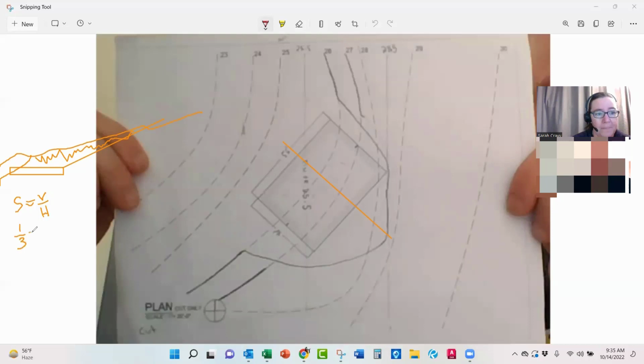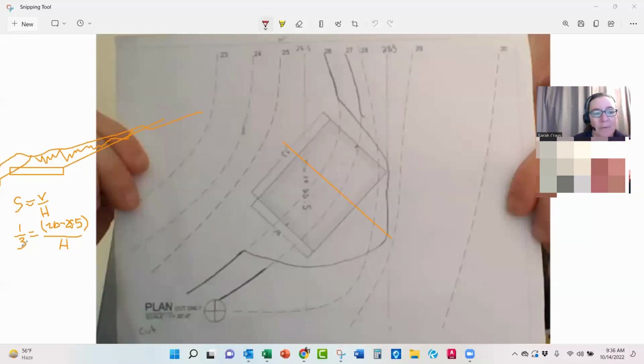The vertical height is going to be your 26, take away the 25.5, so it's half a foot. And our horizontal distance is what we're solving for. You said it's 26 take away 25? Oh, you're right. I wrote it wrong. 25.5. Sorry, I got distracted writing with my mouse.